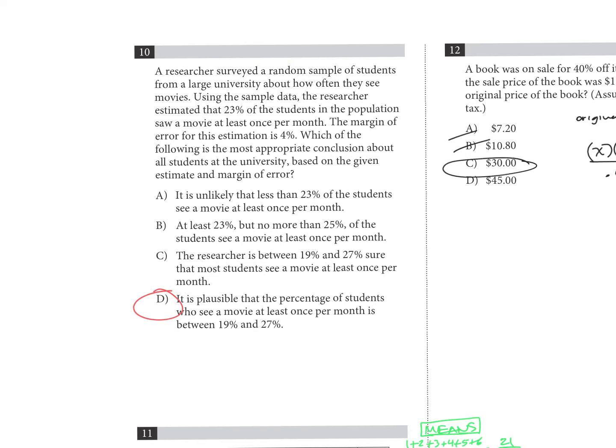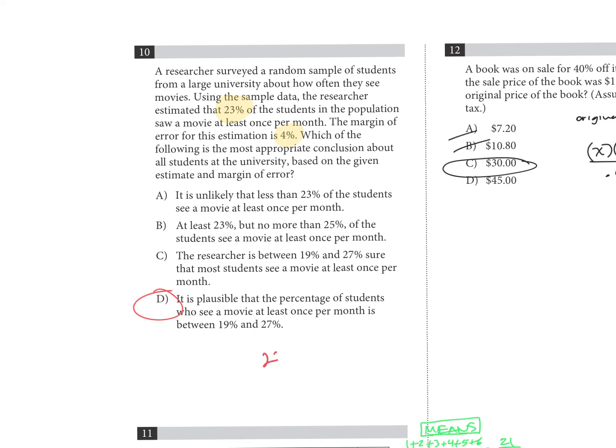So you've got two bits of data here. You've got the 23% they think, and then a 4% margin of error. What that means is that the actual number falls somewhere around 23%. It could fall anywhere from 23 plus 4, so 27%, or 23 minus 4, 19%. So the answer is D, because it is plausible that the percentage of students who saw a movie at least once a month is between 19 and 27. That is the assumption you can make because of the margin of error being 4%.